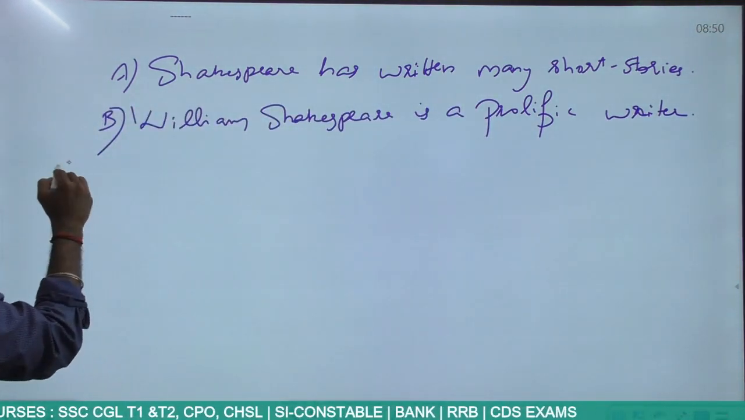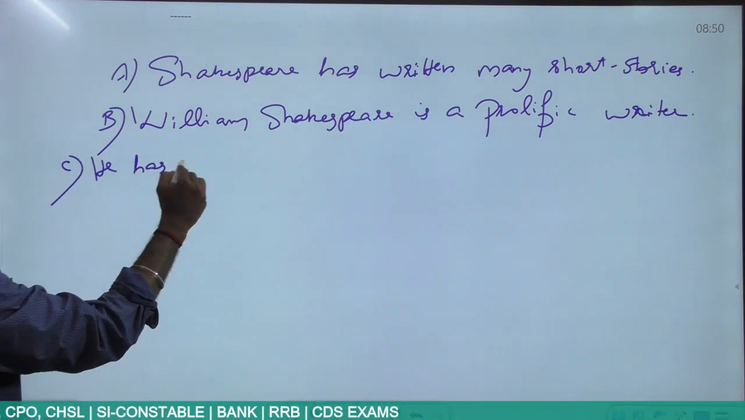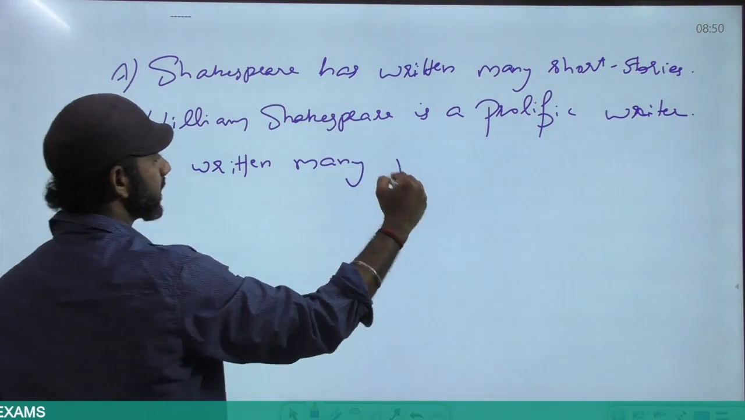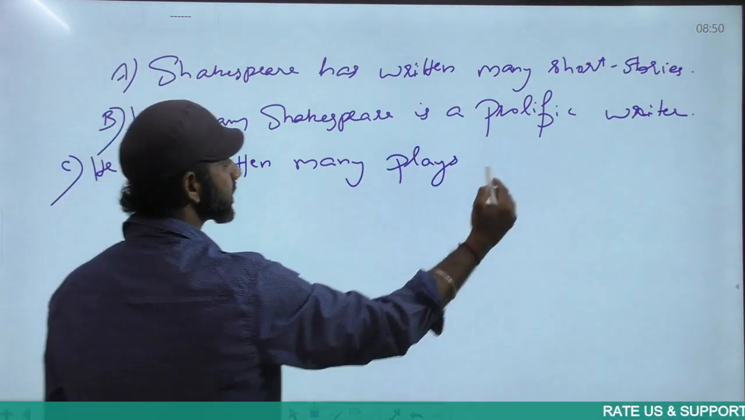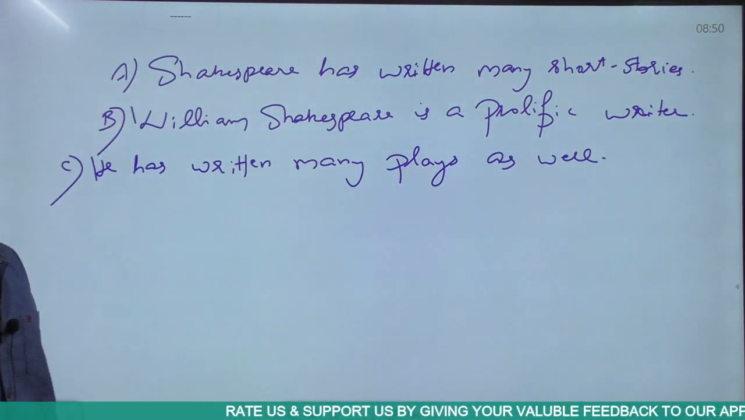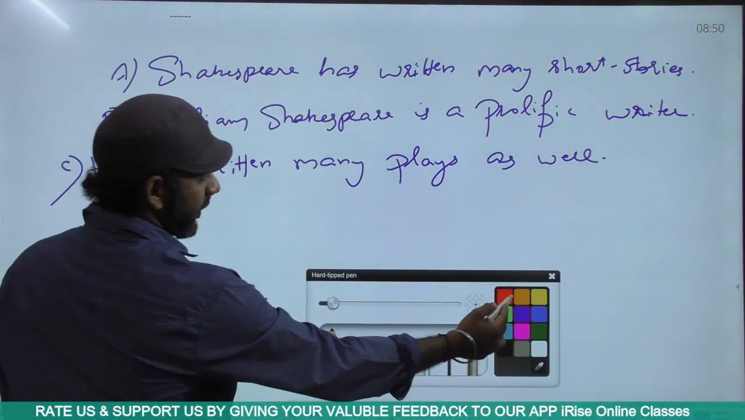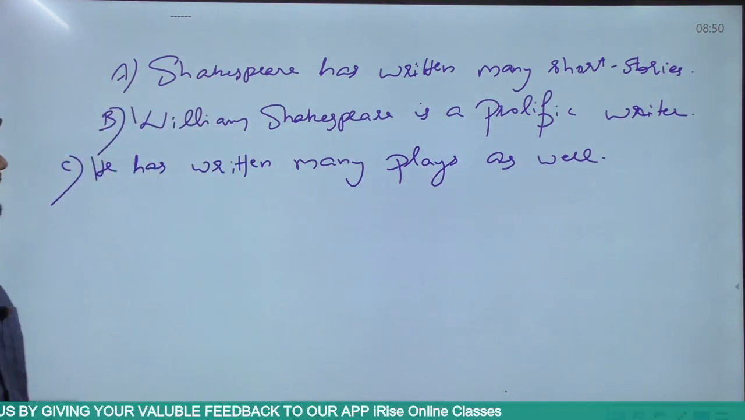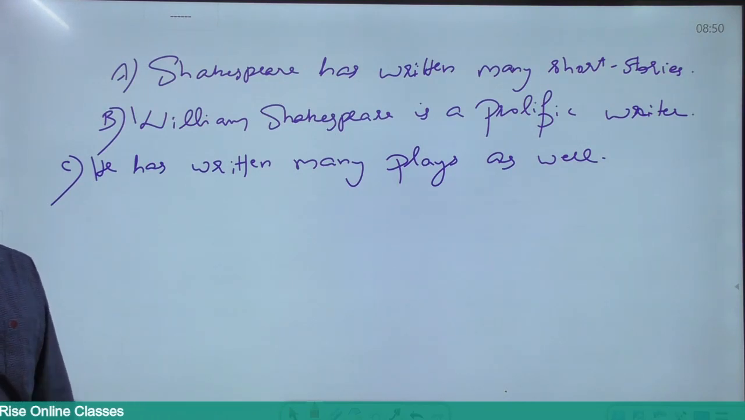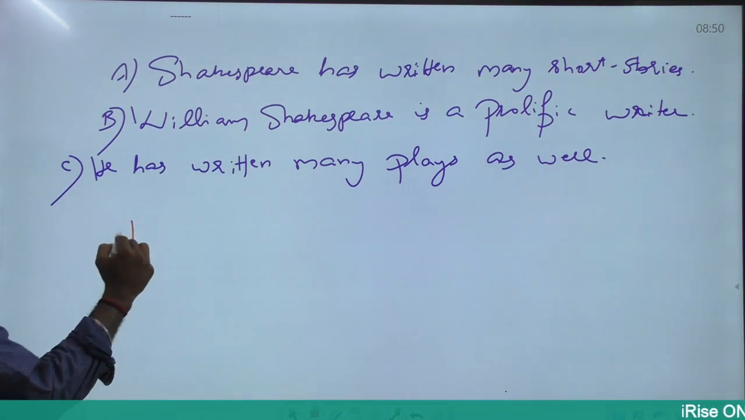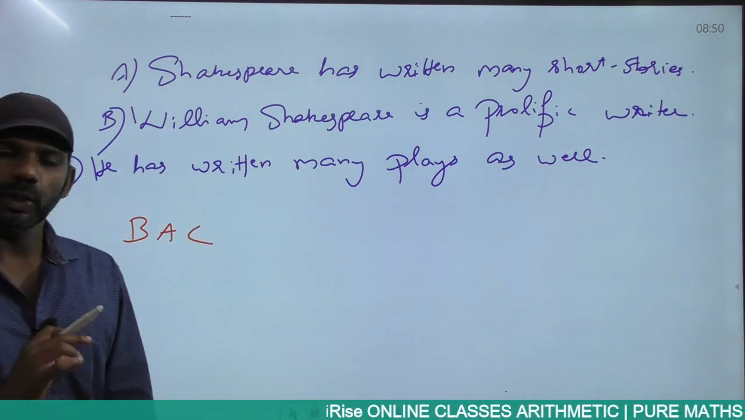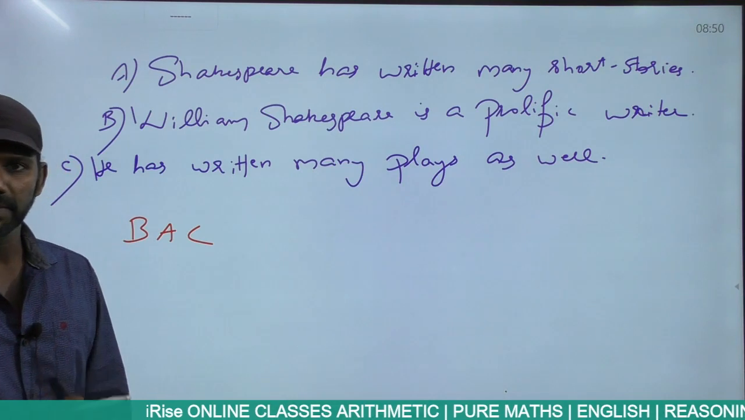One more, sentence C: He has written many plays as well. 3 sentences. Shakespeare has written many short stories. William Shakespeare is a prolific writer. He has written many plays as well. Is the order correct? No. Now here the correct order must be B-A-C. Right? Now here in 2 sentences we find mention about names.